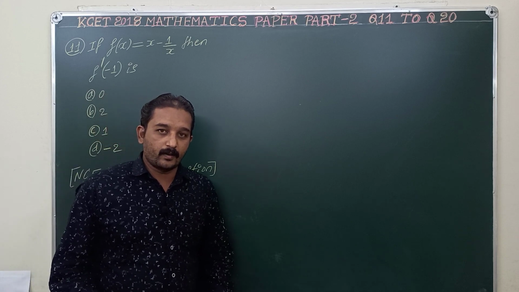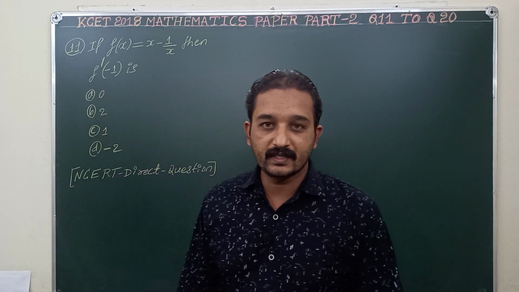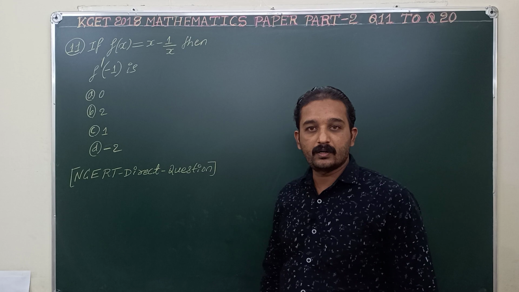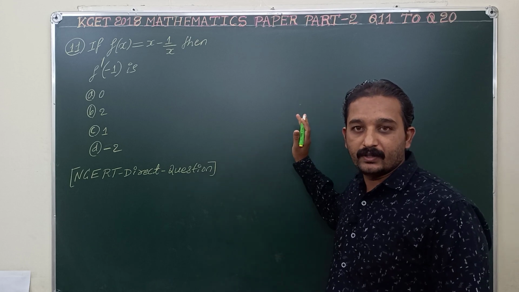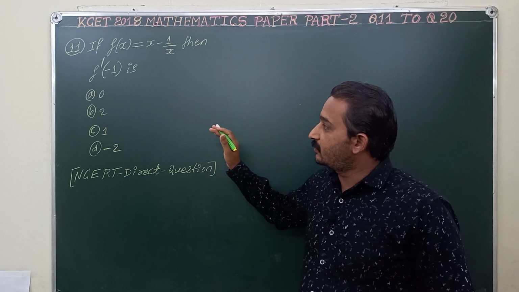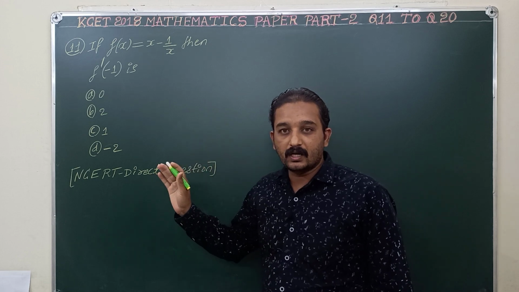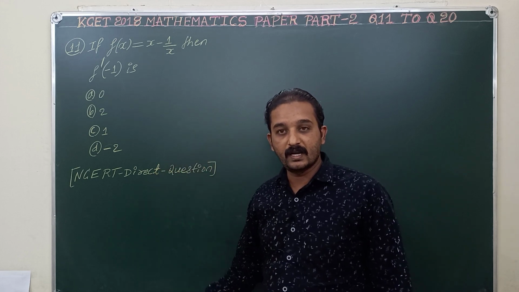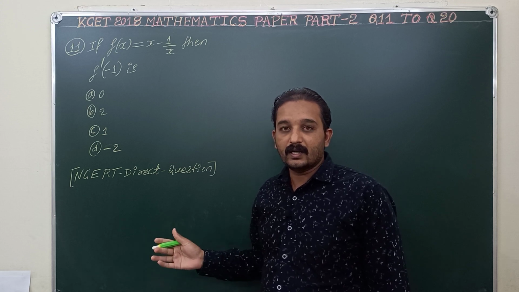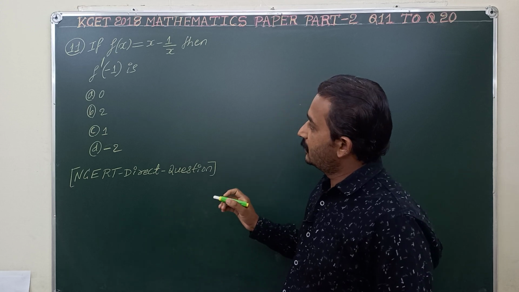In this video, I am going to solve KCET 2018 Mathematics paper part 2 from question number 11 to 20. Let us see the first question, question number 11. This question is based on the chapter continuity and differentiation, which belongs to the second year, particularly differentiation at a point. Let us see the question.